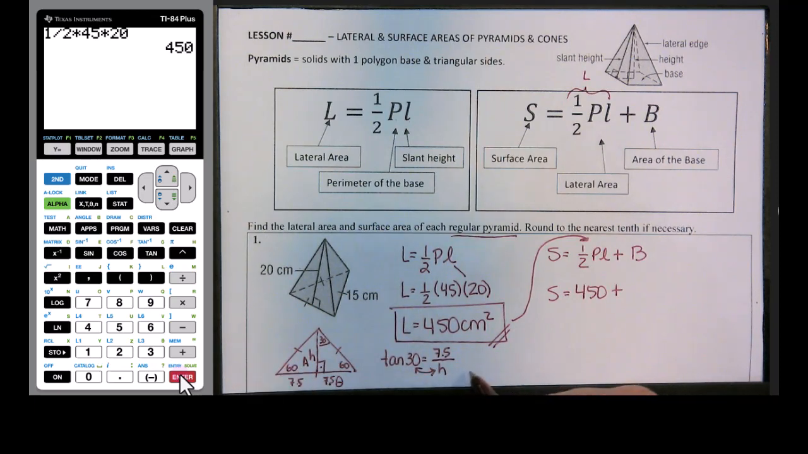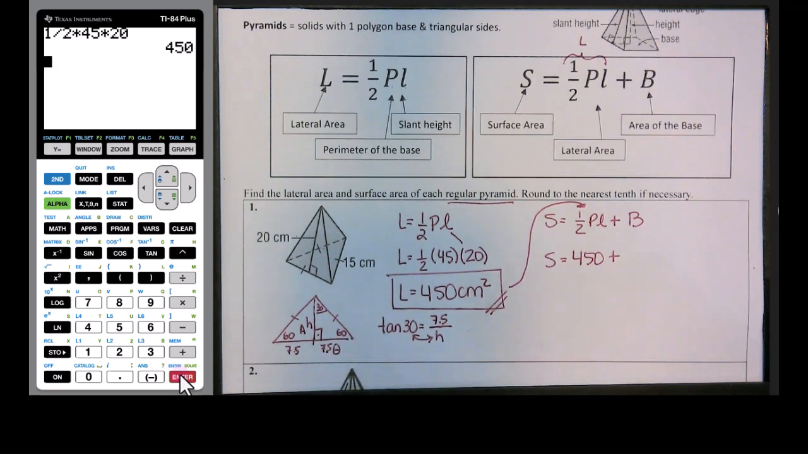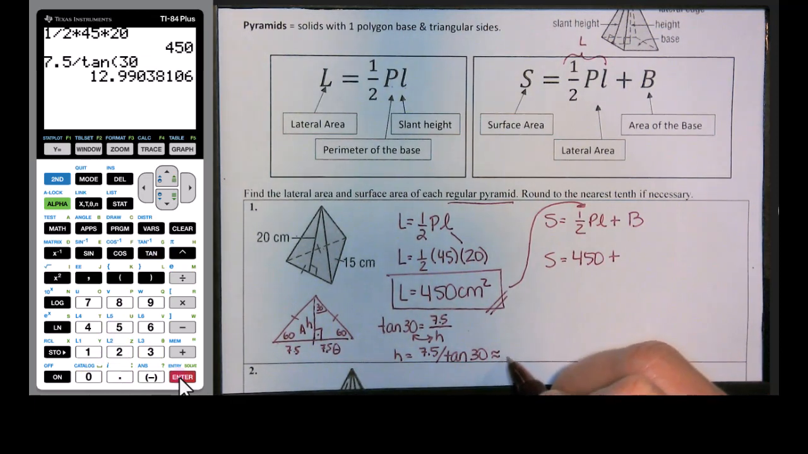So I switch them around. This would be h equals 7.5 over tangent of 30, and that will be equal to, let's punch it in. Don't forget to check if your calculator's in degrees. I already checked mine, so see here, we get 12.9904.